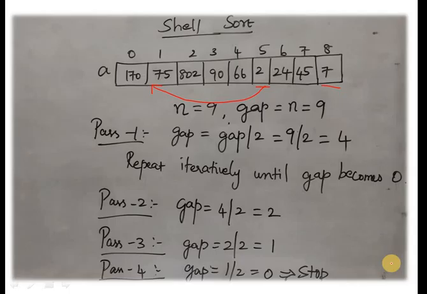In pass 3, gap equals gap by 2. The gap value in the previous pass is 2, so 2 by 2 is 1. Then in pass 4, the gap value in the previous step is 1, so 1 divided by 2 is 0. So we can stop here. The algorithm ends. Now we are going to see the example.